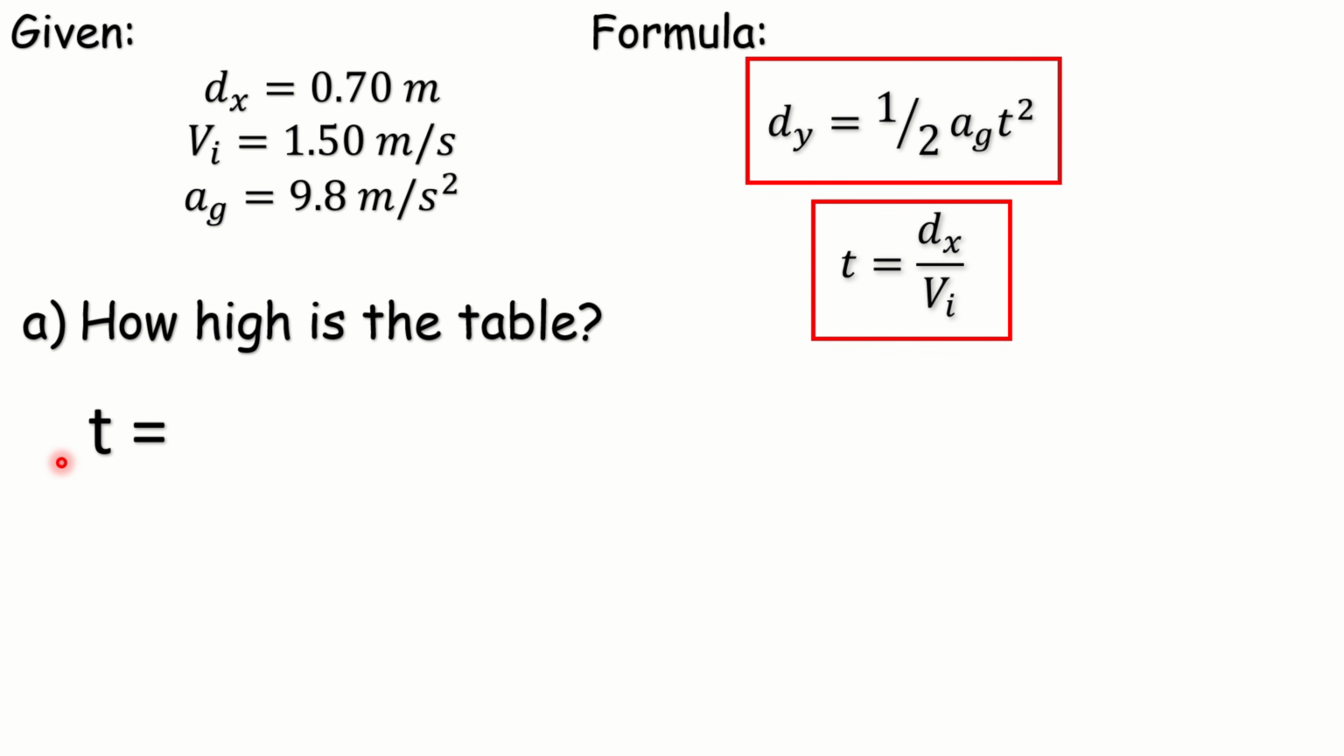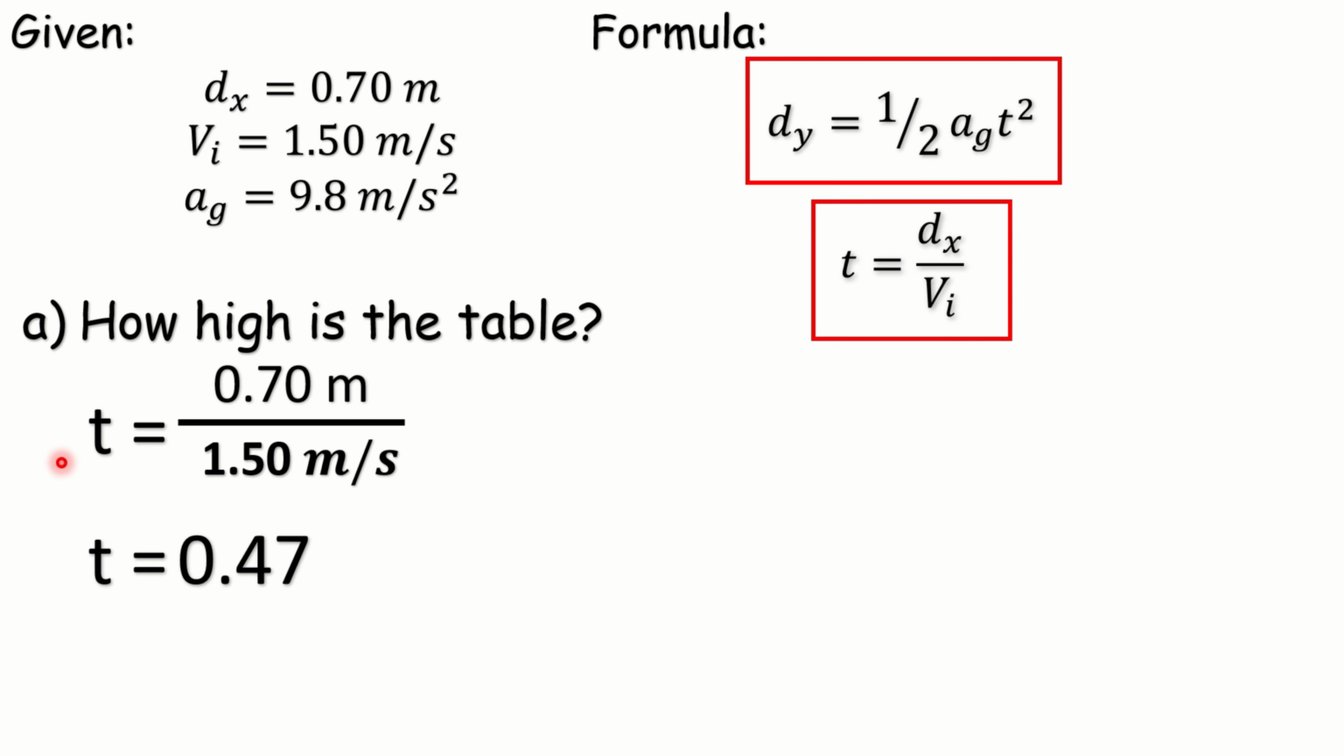Time is equal to dx, which is 0.70 meters, divided by the initial velocity, 1.50 meter per second. Let us divide 0.70 by 1.50, and the answer is 0.47. This is already rounded off. Next, how about the unit? As you can see, we can cancel out meters. So let's cancel out meters, and the remaining unit is second. Therefore, our final answer is 0.47 second.